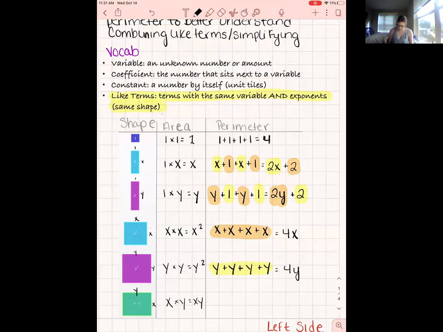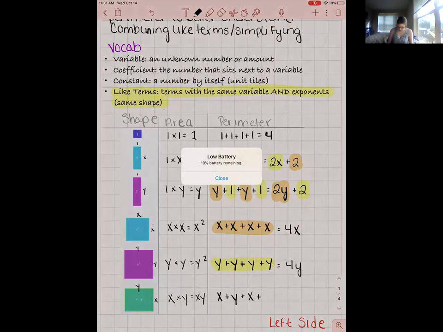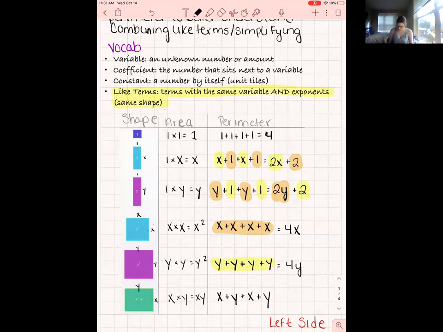This last one's going to be a little trickier because I have a side length of x, then I have a side length of y, then I have a side length of x, and then I have a side length of y. When I combine these guys, I see that I have an x here and an x here. So I can put those together. I have 2 of them. So it's 2x.